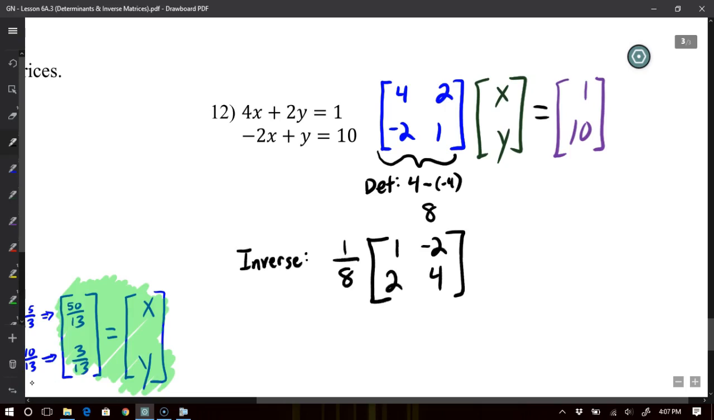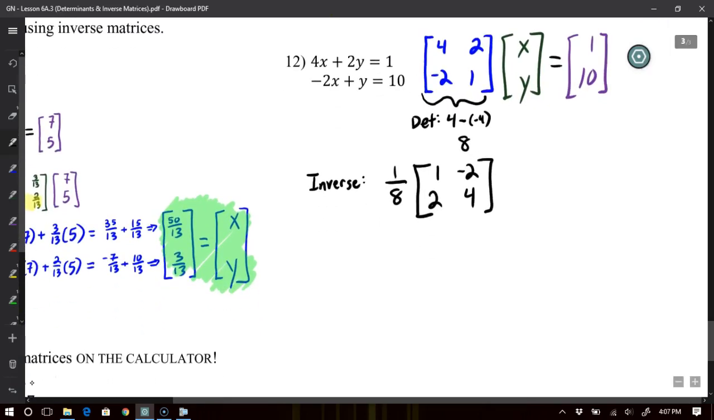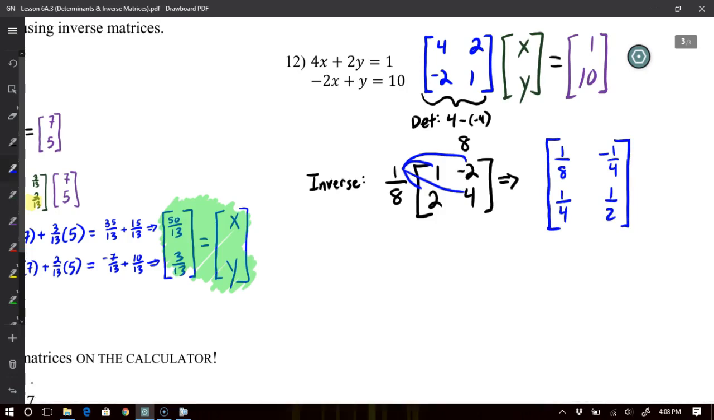Now, right away, I know there's going to be a lot of simplifying here because I see a lot of even numbers. So I'm going to do 1 times 1, which is 1, and put it over 8. 1 times negative 2 is negative 2, put it over 8, I get negative 1/4. 1 times 2 is 2, put it over 8, I get 1/4. 1 times 4 is 4, put it over 8, I get 1/2. Like I said, we're going to move a little bit faster, mix the simplifying into the process as well. And so that's my inverse.